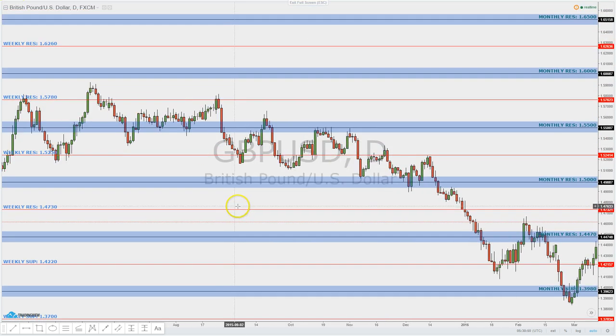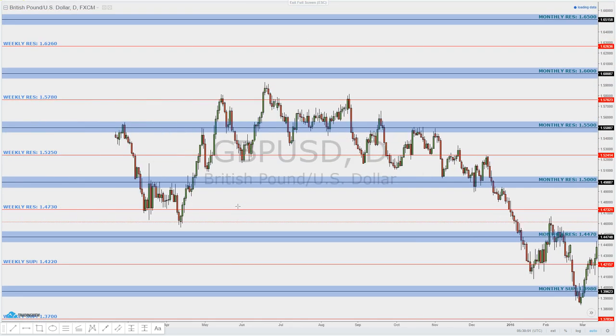Let's see. Just showing these zones, how price reacts off of it. You see how this weekly bounced off, came back to another weekly, bounced off. Nice reversal pattern right there. Came back.